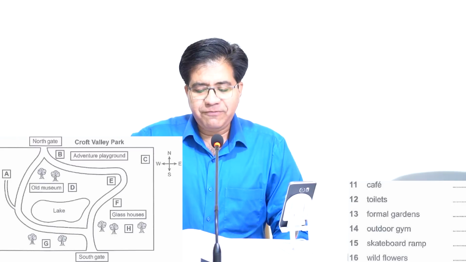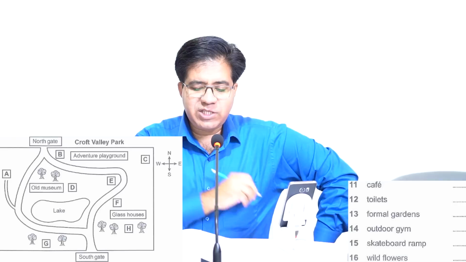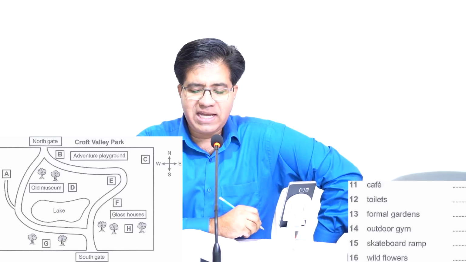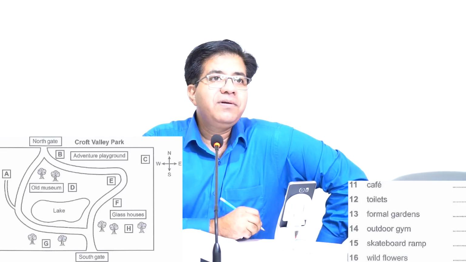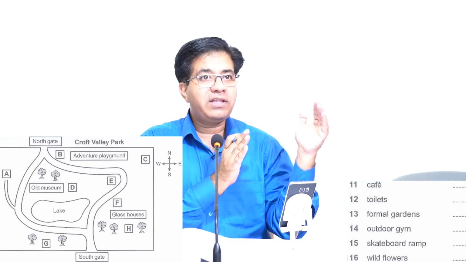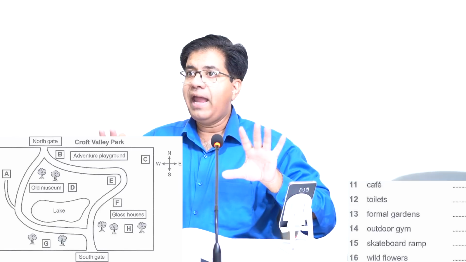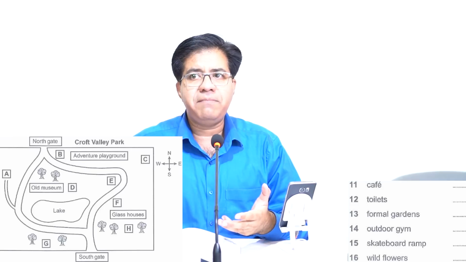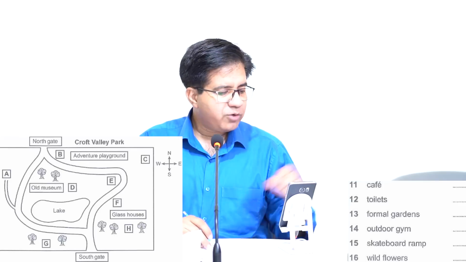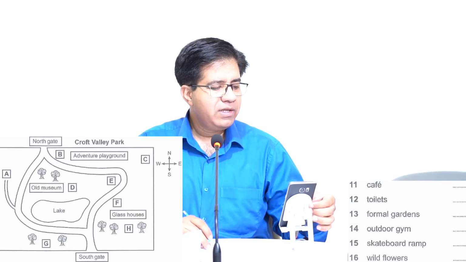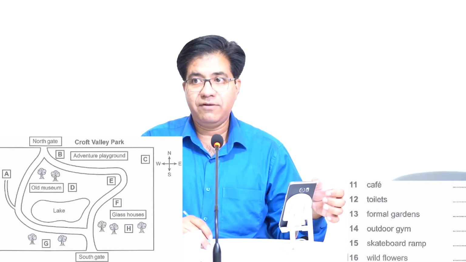All right. And if they say, well, it's very close to North Gate and Adventure Playground, B. Or it's in the middle of North Gate and Adventure Playground. So like this you practice and at least try to solve 5 to 10 maps and you'll be fine. Now we start. Question number 11, cafe. You have to find me cafe because I love coffee very much.